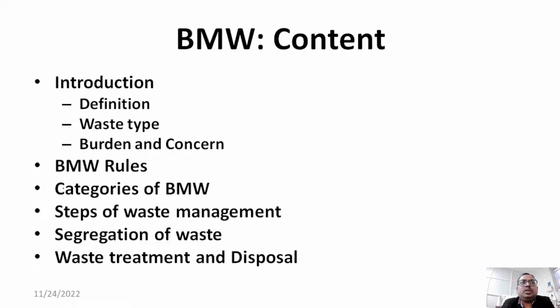So in order to complete these objectives, I have compiled my lecture under the following headings: introduction, where I will be discussing the definitions of biomedical waste, various waste types, as well as the burden and concern of biomedical waste. Again, biomedical waste rules, various categories of biomedical waste, the steps of waste management, as well as segregation of waste, and finally waste treatment and disposal.